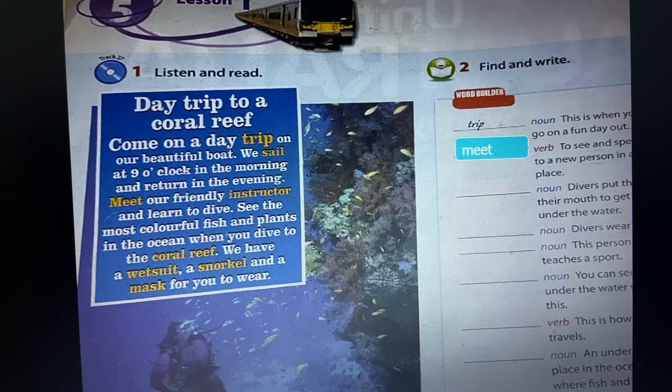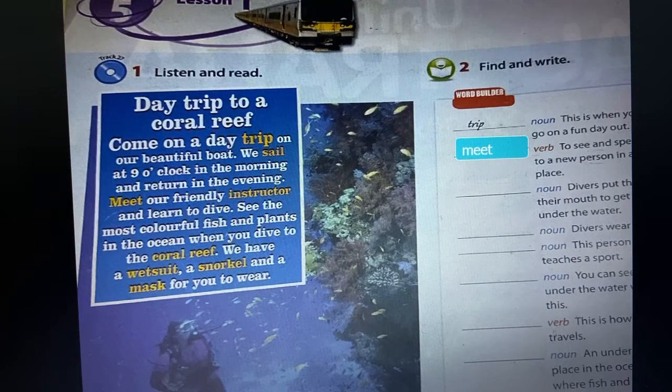A day trip to a coral reef. Come on a day trip on our beautiful boat. We sail at 9 o'clock in the morning and return in the evening. Meet our friendly instructor and learn to dive. See the most colorful fish and plants in the ocean when you dive to the coral reef. We have a wetsuit, a snorkel, and a mask for you to wear.